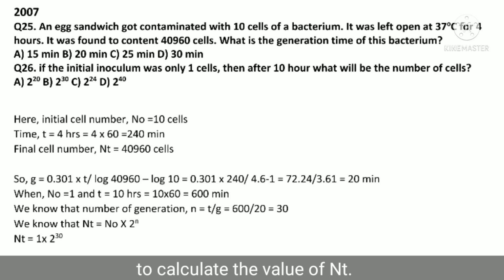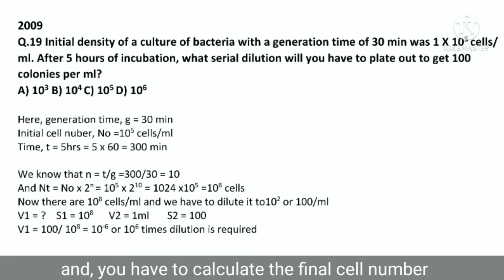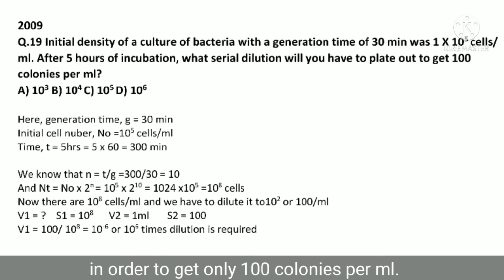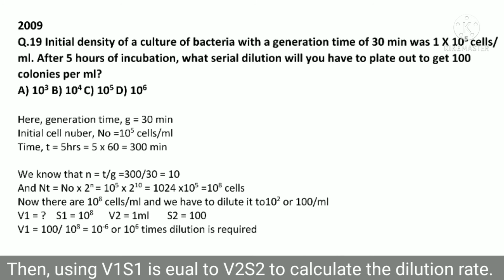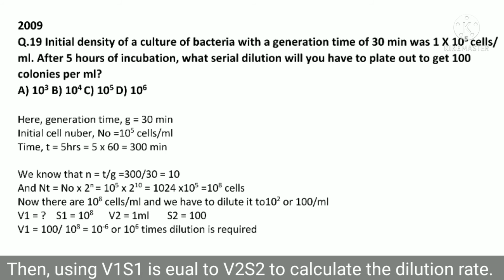to calculate the value of Nt. In 2009, the generation time, N0, and time t are given, and you have to calculate the final cell number, and then you have to dilute the solution in order to get only 100 colonies per ml. So first I have used this equation to calculate the Nt, and then using V1 S1 is equal to V2 S2 to calculate the dilution rate.